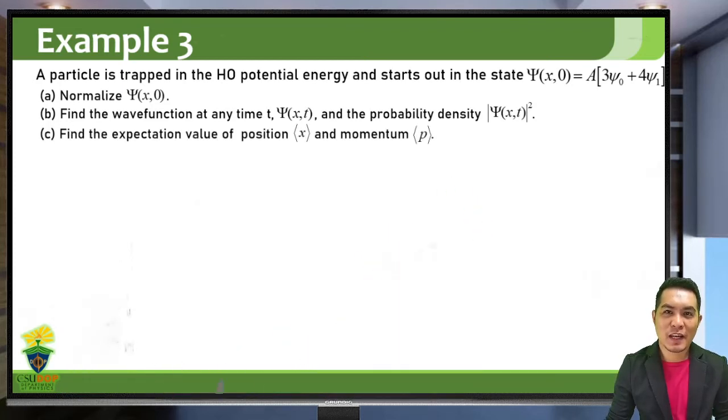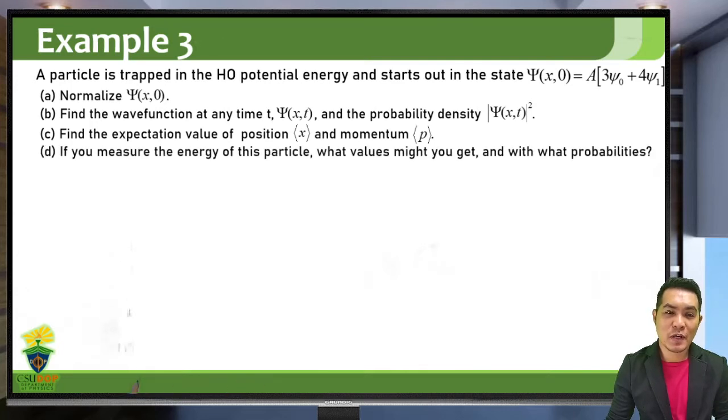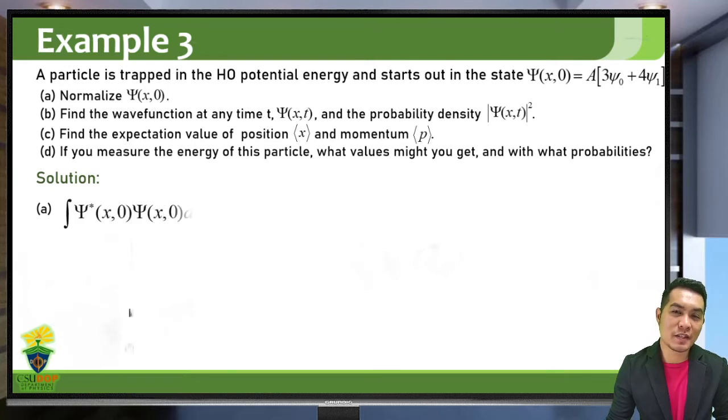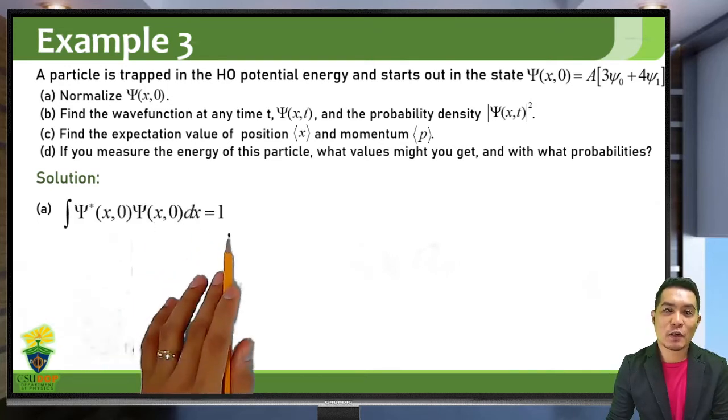Find the expectation value of position and momentum, or the average position and momentum. And if you measure the energy of this particle, what are the possible values and what are their corresponding probabilities? So first problem, normalization. So we normalize the initial wave function.